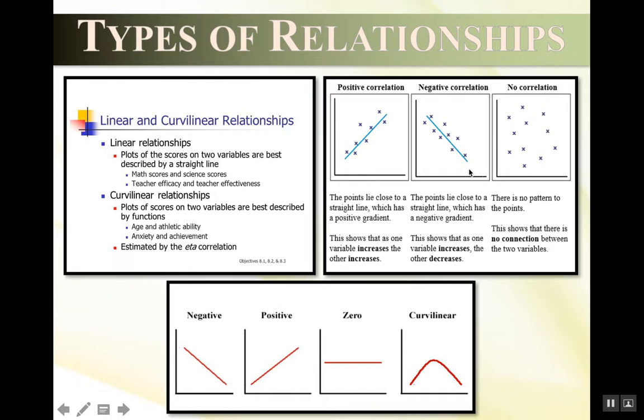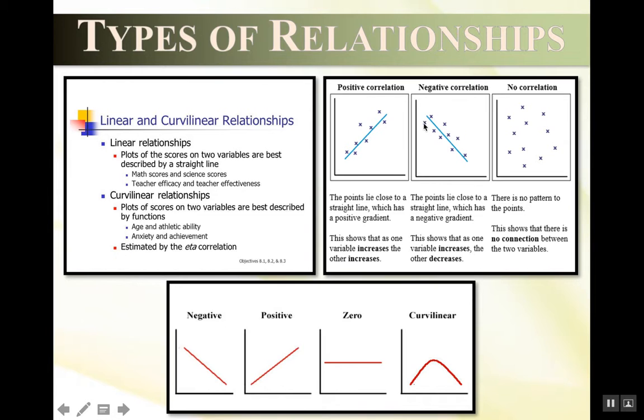Now, depending on which way the line is going, it could also be positive. So this shows that as one variable increases another, so it's saying there's a positive relationship between these two things. So these two things do interact with each other. They may not cause each other to happen, but they do have a strong correlation with each other that they happen at the same time.